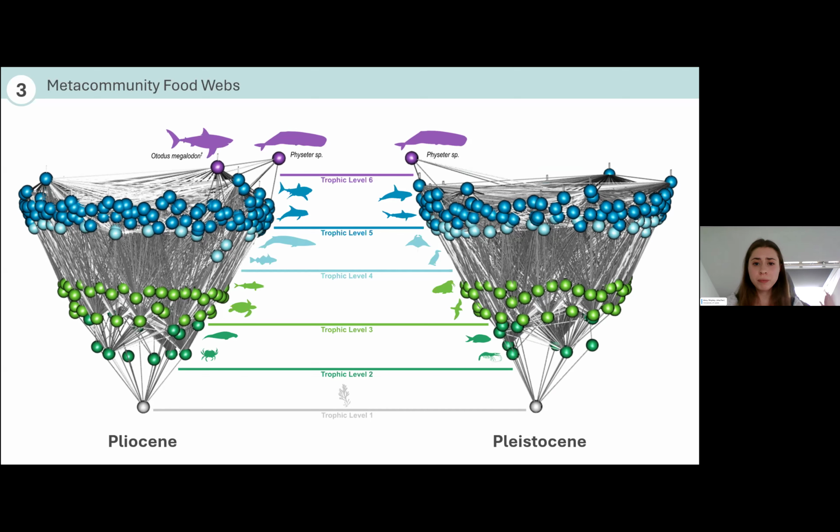And also, because these are meta-community food webs, and they're showing all feasible feeding interactions, it's possible that the sperm whale here is feeding on more things than it would be in modern ecosystems, and that might be inflating its position a little bit. But at the same time, we can't say for certain that it didn't occupy such a high position during this period.